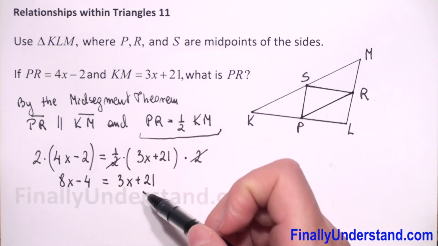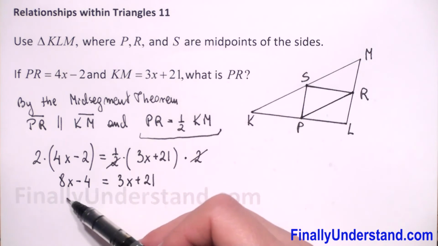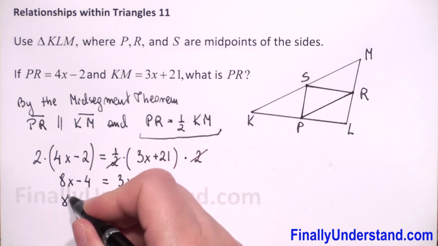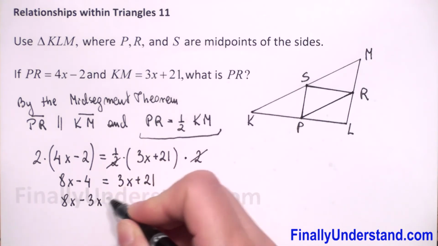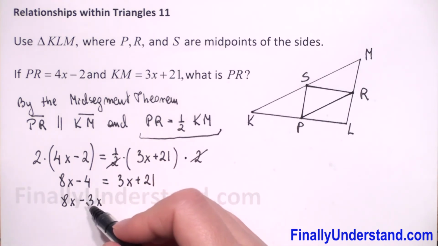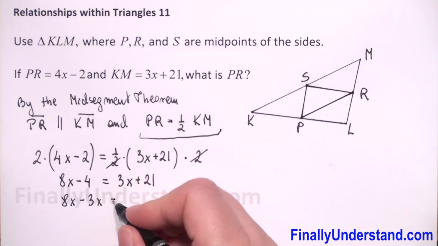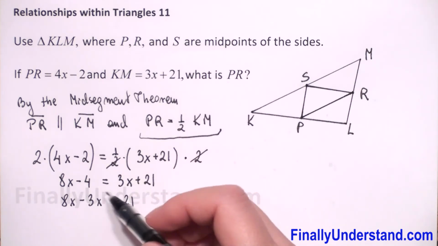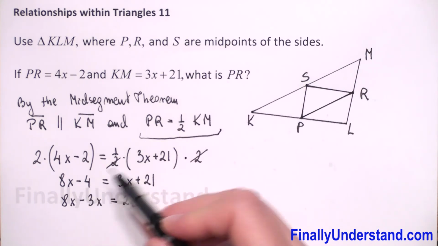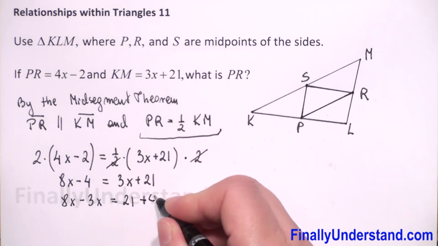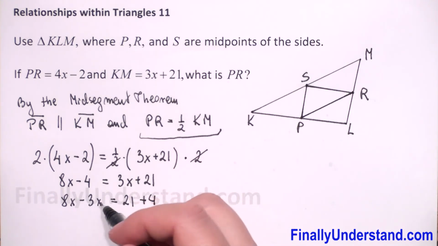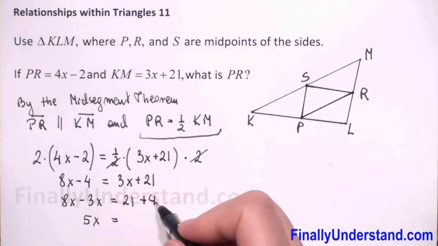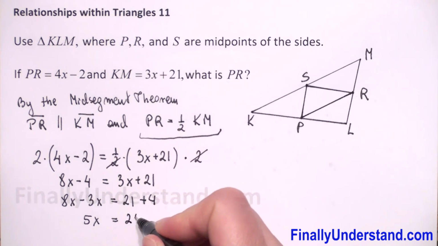We have one unknown. I will move this unknown to the left side. So 3x, I have to move to the left side. So we have 8x minus 3x, because 3x was positive, so when I move to the left side, now we have negative. This is equal, and 21 stays on the same side, and I will move negative 4 to the right side, so now it will be plus 4. 8x minus 3x is 5x is equal to 21 plus 4, which is 25.